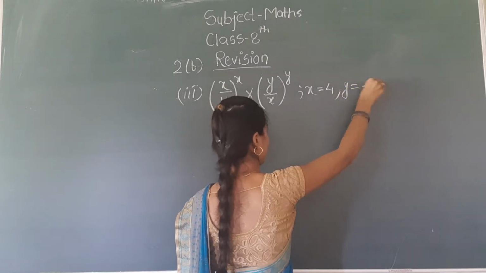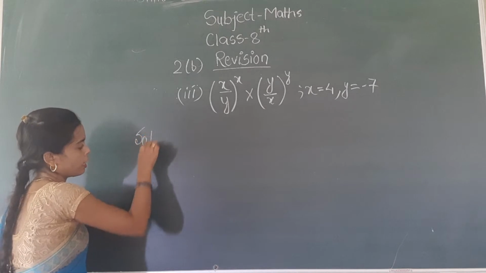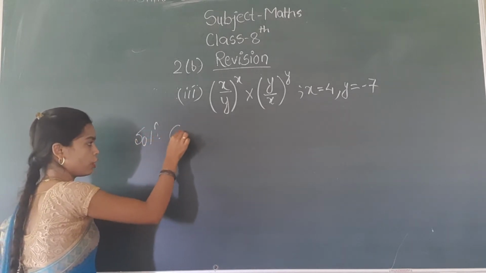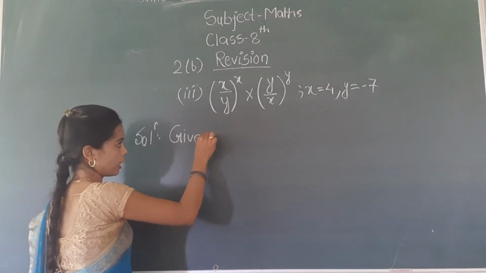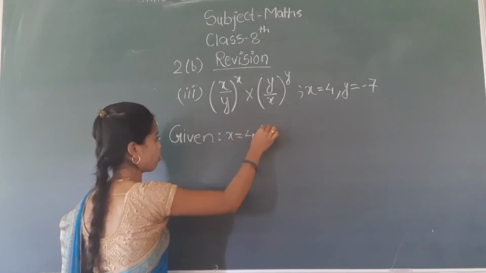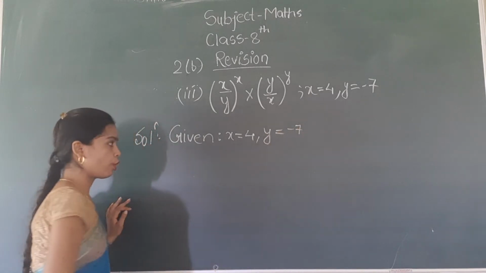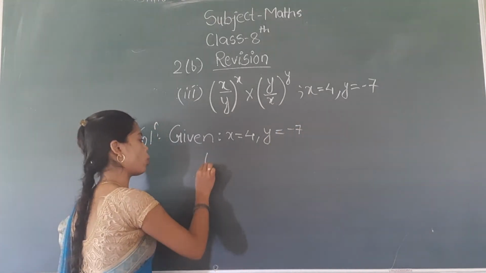So we have to write the solution as given first. Given is x is equal to 4 and y is equal to minus 7. After that you have to write x upon y.